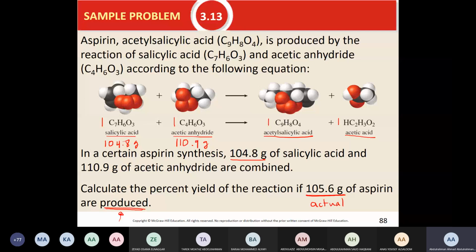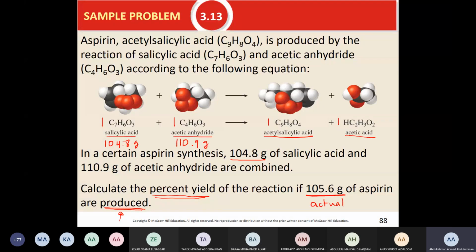So what's given to you here is the actual yield. We want to know the percent yield. Can you calculate the percent yield? Yes. What's the first thing you must do? Convert grams to moles. Never deal with grams, deal with moles. What's the very first thing you should do to calculate the mole? Divide by the molar mass.